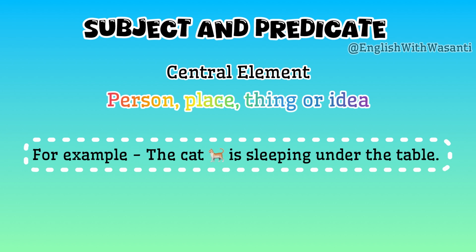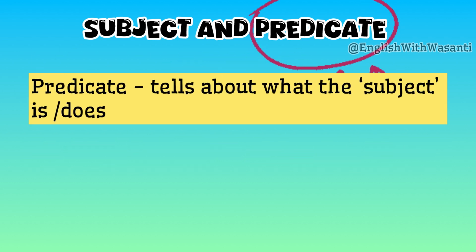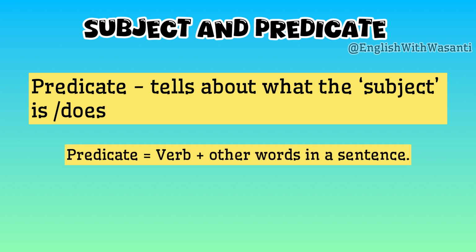And let's talk about the predicate. As I told you in the introduction, the predicate is that part of a sentence which gives us the information about what the subject does or is. म्हणजे तो करता means the subject हा काय करतोय किंवा काय आहे याच्याबद्दल माहिती देणारा पार्ट काय असतो predicate. And the predicate includes the verb and other words describing the subject's action or state of being.